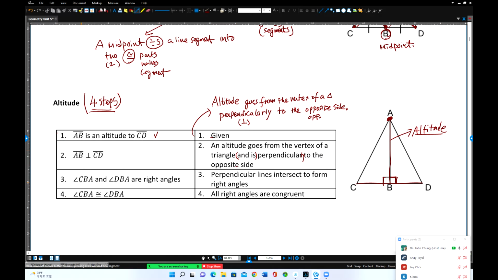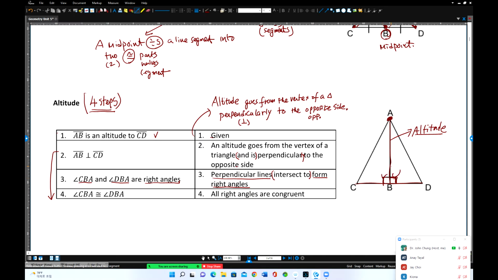The next one is what? Same as before. These two angles, angle CBA and angle DBA, are right angles. You have to say this one second. From here, perpendicular, same steps. So perpendicular lines form right angles. You can skip this one. That is better. Okay, perpendicular lines form right angles. That's just simple, right?